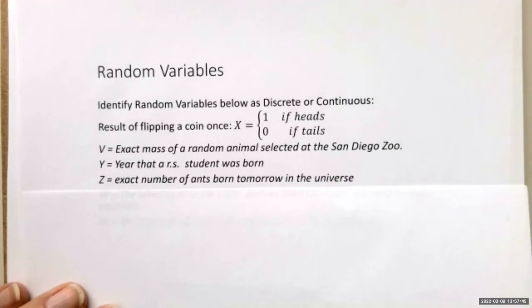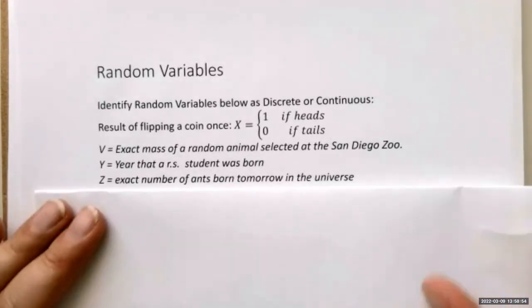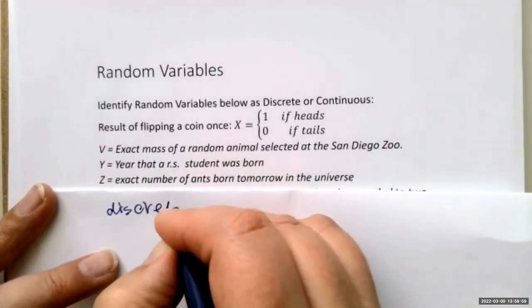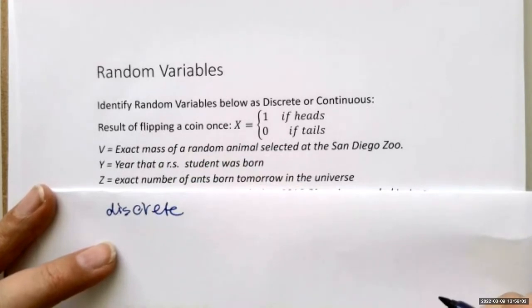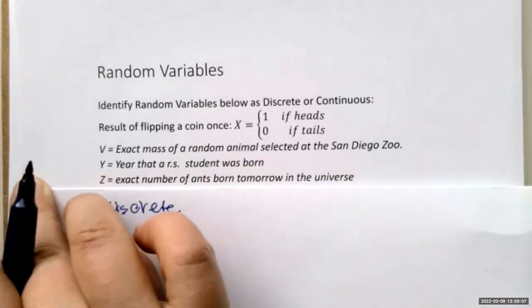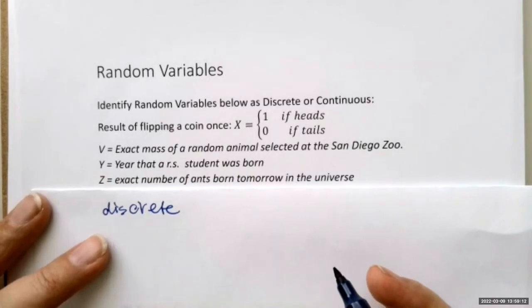Not that anybody would want to do that, but theoretically, if we really wanted to, had all the time on our hands, could we do it? And I'd say probably yes. Our variable z, the exact number of ants born tomorrow in the universe, is going to be our discrete data value, because it's a countable number. It's a very large countable number, but it is a countable number, and it's a discrete data value.